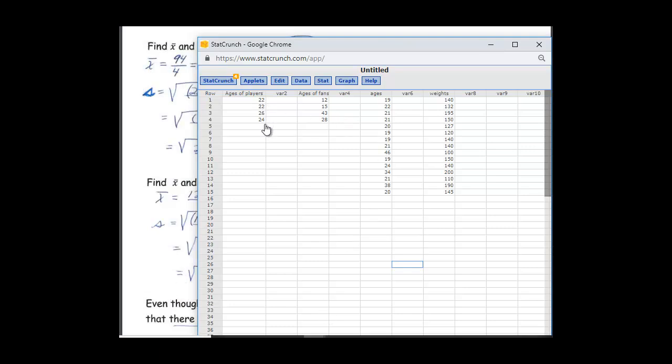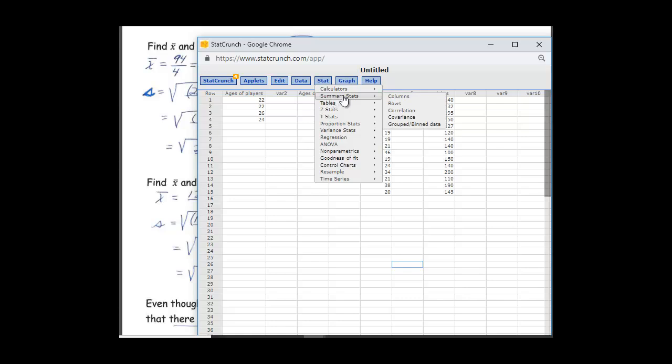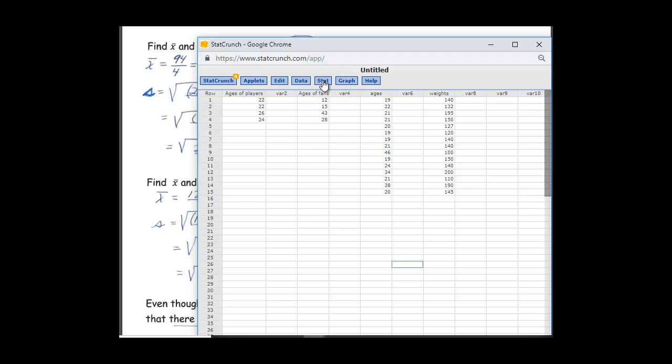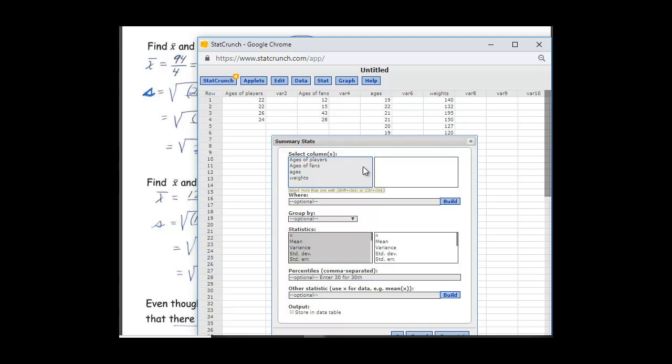I've entered the ages of our players and the ages of our fans in StatCrunch. So if you remember, you go to Stats, Summary Stats, and then over to Columns. So I'm going to get out of that again and show you Stats, down to Summary Stats, and over to Columns. I'm only going to be using the first two columns, the ages of my players, and if I want to do both of these at the same time, I'm going to click on that first one, and then I need to also hold down the Control key, and I will click on the ages of the fans.